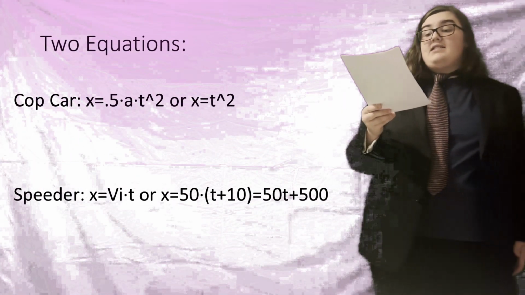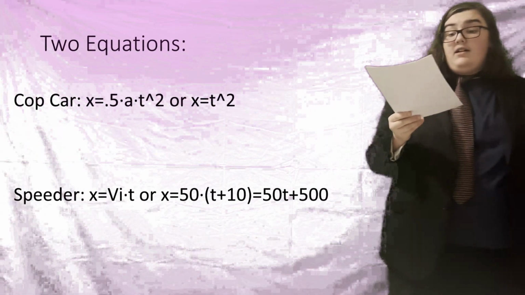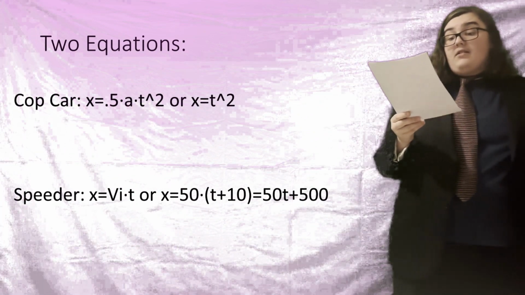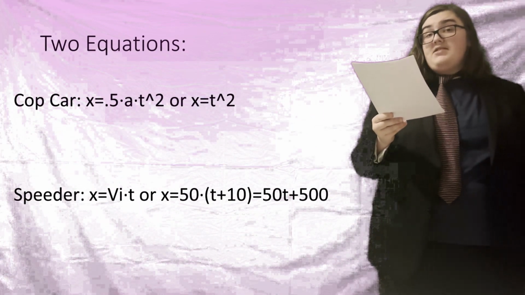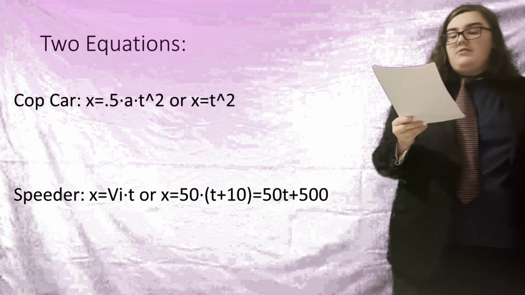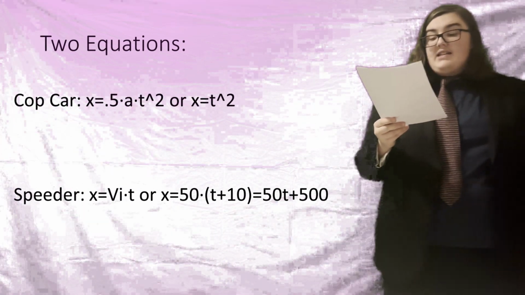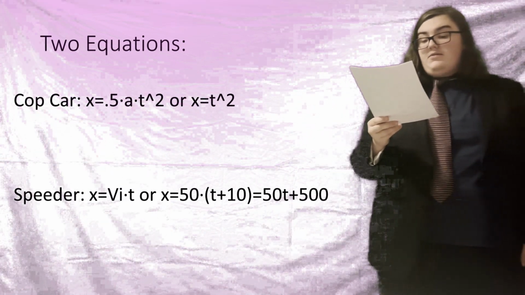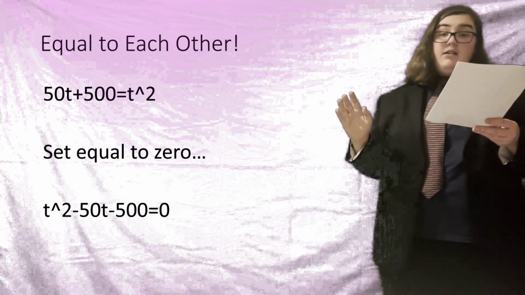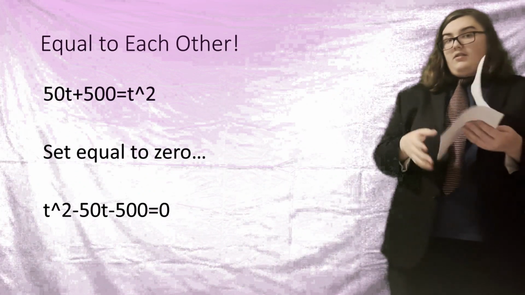For the cop car, it's x equals 1/2 times 2 times time squared, or just x equals t squared. For the speeder, it's x equals 50 times (t plus 10). Remember that plus 10? That comes out to x equals 50t plus 500. Now these x values are the same, so we can set these equations equal to each other. So we get 50t plus 500 equals t squared. Good so far?